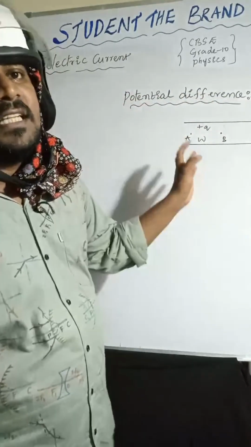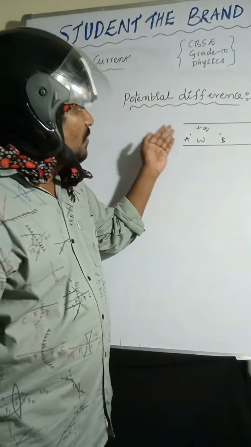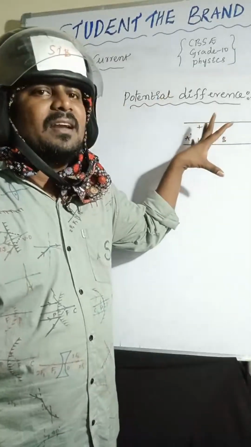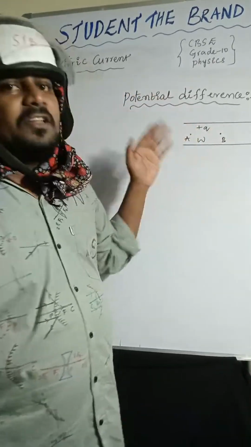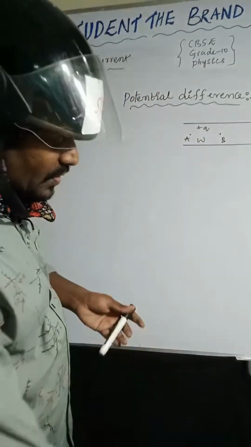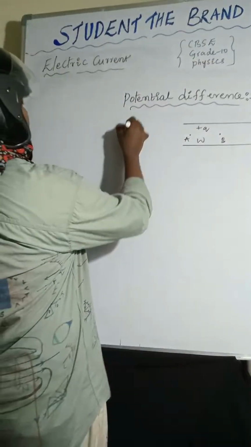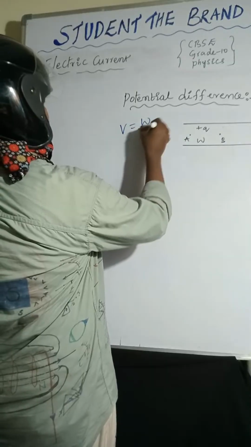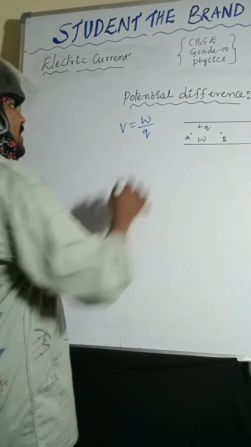Potential difference is nothing but the work done to bring unit positive charge from one point to another point within the conductor. So plus one is the positive charge and W is the work. Work done to bring unit positive charge from one point to another point within the conductor is called potential difference. So V equals W by Q.